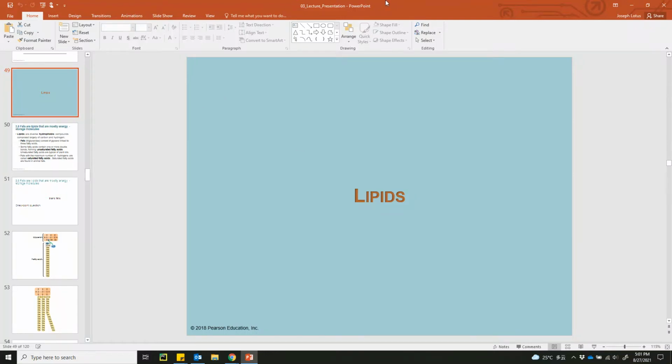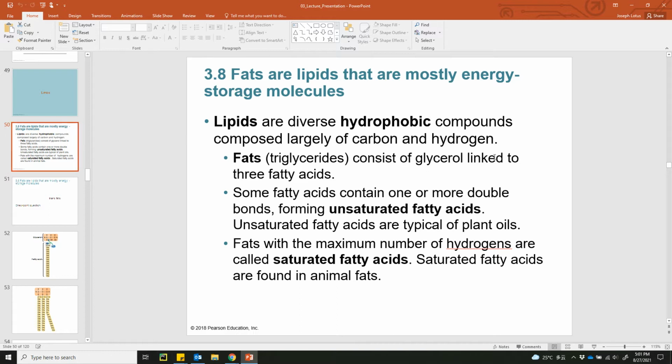So our second group of biological molecules are called lipids. Now, lipids are interesting because, unlike the other classes, they are not true polymers, and that's because they are not made of repeating monomers. However, they are still biological molecules and they are still macromolecules because they are large. But lipids have a slightly different structure than the other biological molecules.